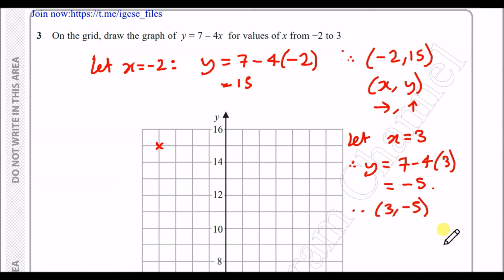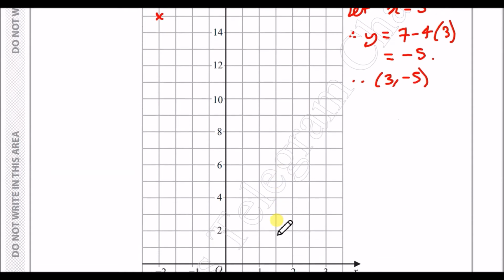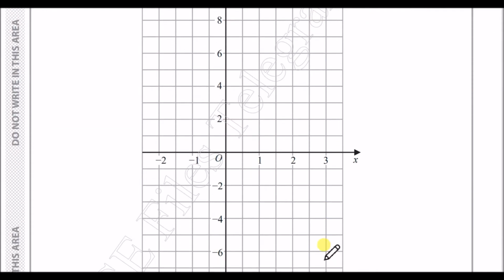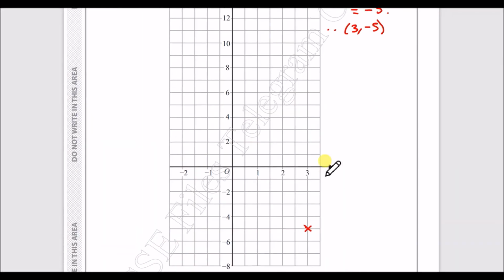And again, just plot it in. So 3 along the x-axis is at the end here, and you're going to go 5 down, so minus 5. So it'll be here. And you're pretty much done. Now I'm going to try and pinch this out here so you can see the full screen. Okay, alright, cool.